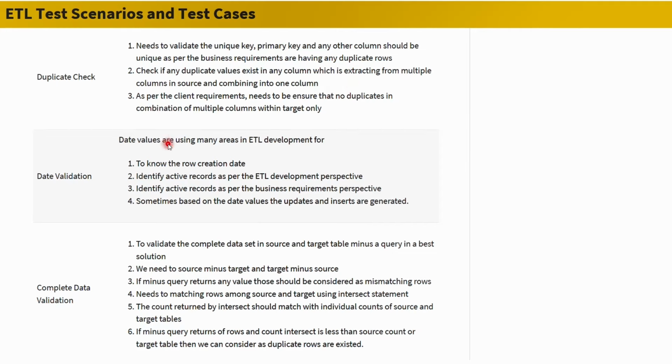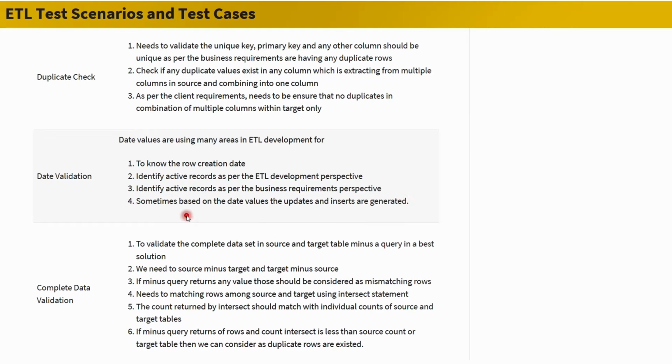Then we also need to make sure, as per the client requirements, that no duplicate records in the combination of multiple columns are present within the target systems. Then we also need to validate another test scenario, the date validation. Date values are used in many areas of ETL development to know the row creation date and identify the active records, from the ETL development perspective. We also need to identify the active records from the business requirement perspective.